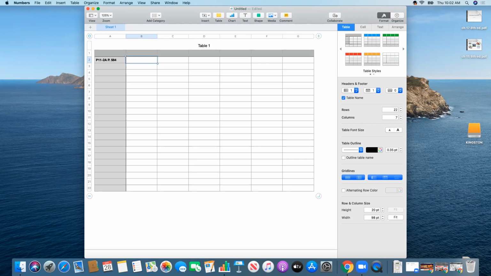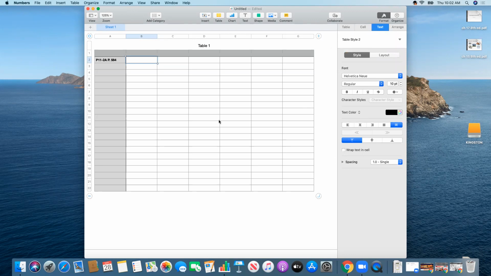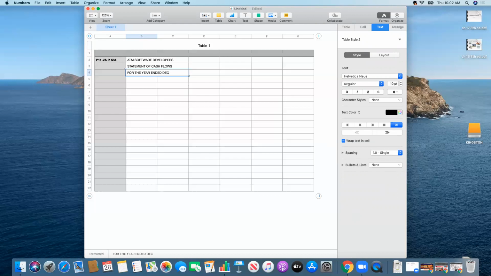Now, rather than give us balance sheets, they gave us information that we need. All right, so why don't we do this? This is ATM Software Developers statement of cash flows for the year ended December 31, 2021.